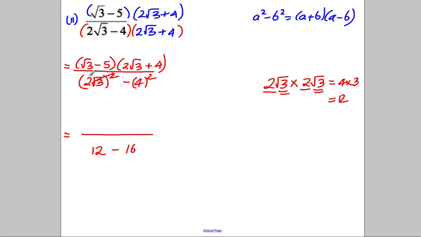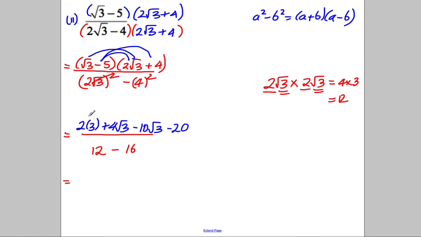Now on the top, let's multiply this out. Root 3 multiplied by 2 root 3 will be 2 multiplied by 3, because root 3 times root 3 is 3. Root 3 multiplied by 4 is plus 4 root 3. Negative 5 multiplied by 2 root 3 will be negative 10 root 3. And negative 5 multiplied by positive 4 will be negative 20.